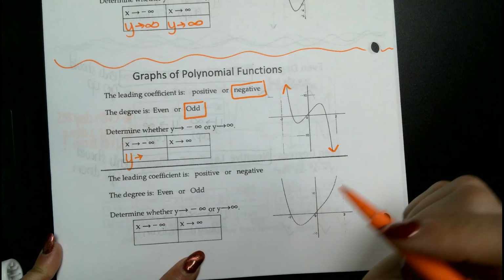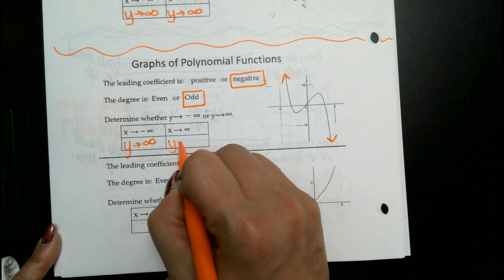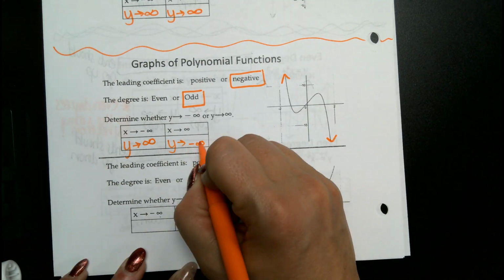So as we move, it goes up, so that's positive infinity. And then as we move to the right, what does y do? Negative infinity. Yep. Because symbol.